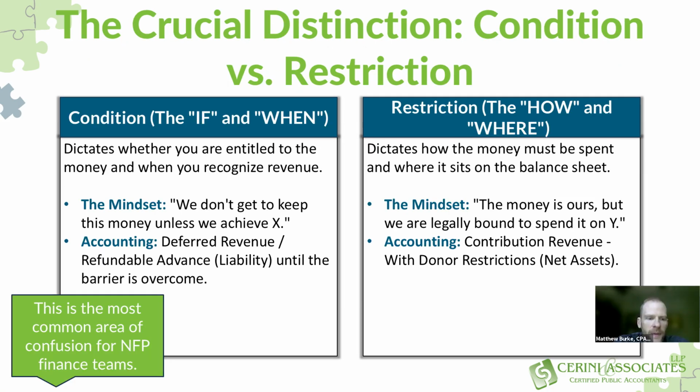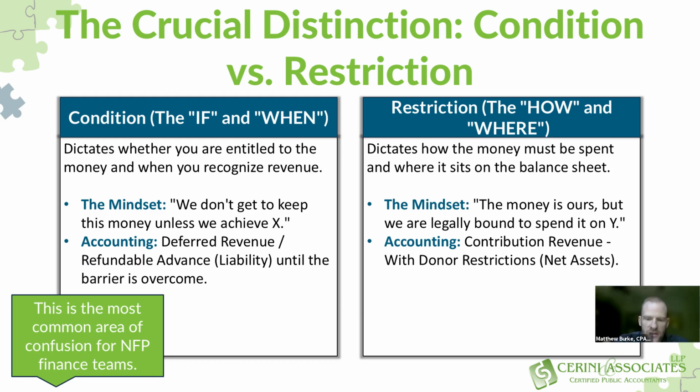So to sum it all up here, and again, this is the most common area of confusion for finance teams that we're seeing. Condition is the if and the when. It dictates whether you're entitled to the money and when you recognize the revenue. It's money unless we do X, Y, or Z. The accounting for it is deferred revenue or refundable advance, some sort of liability until the barrier is overcome.